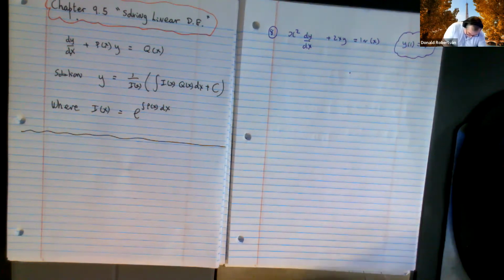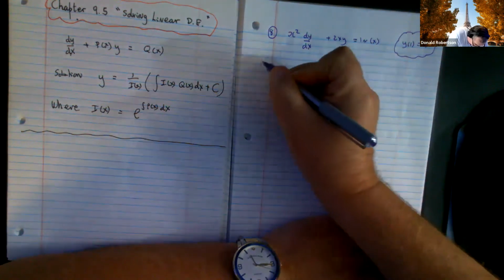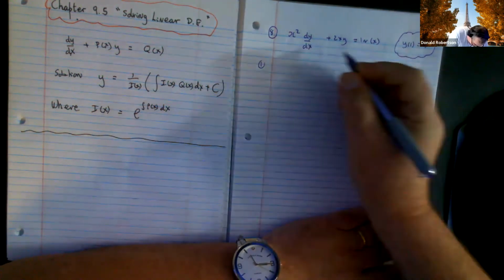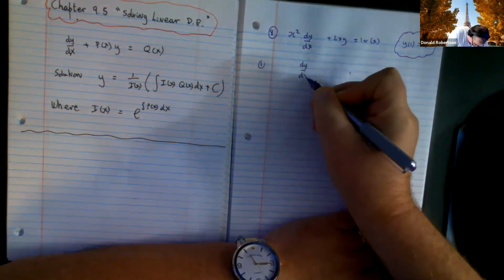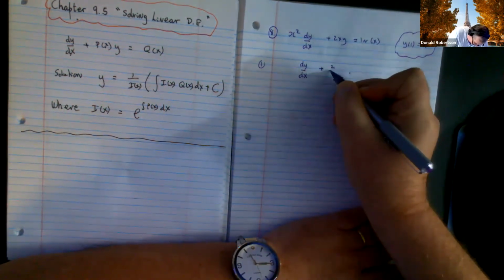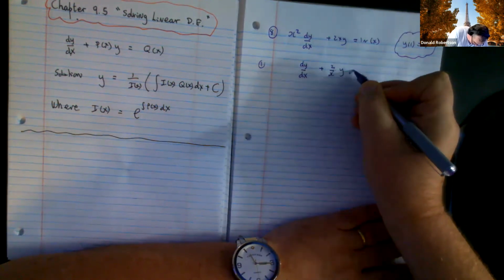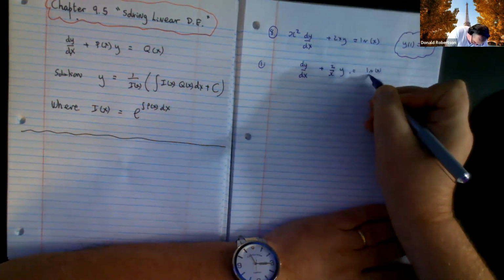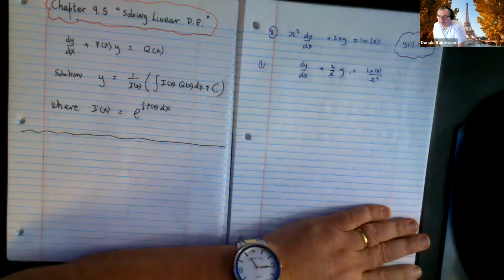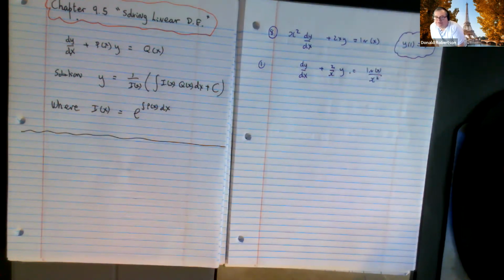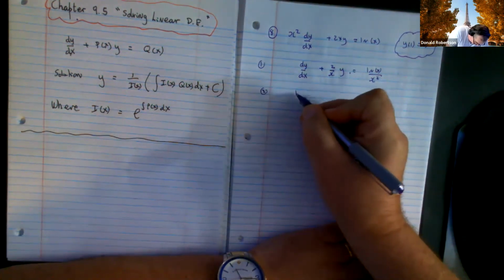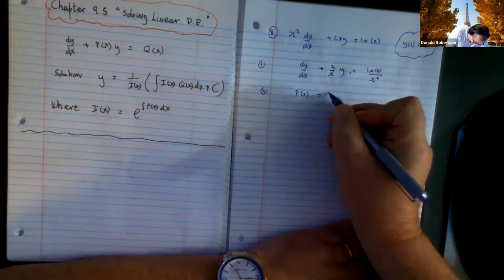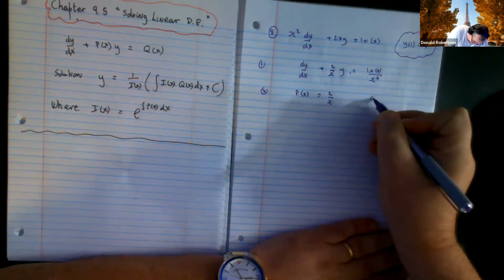Now, in this case, I'm going to divide everybody by x squared to get it into its standard form, which means get the derivative on its own. I hope we're all pretty comfortable with that process, right? Divide everybody by whatever that happens to be, in this case, x squared. And we can now identify who the p of x is and who the q of x is.